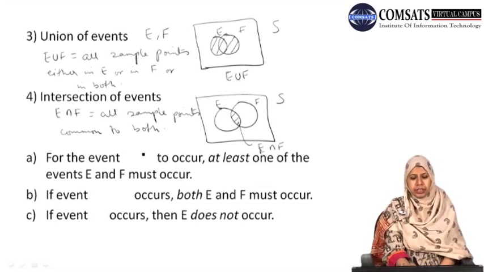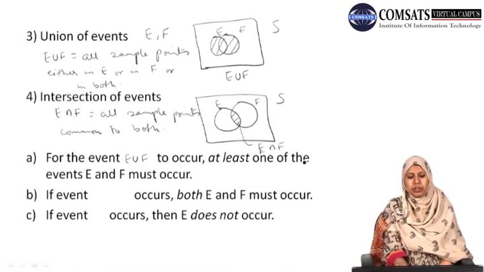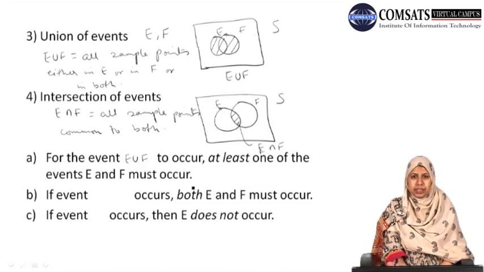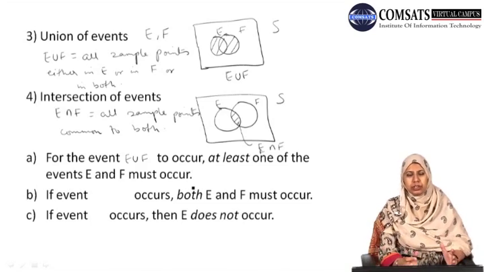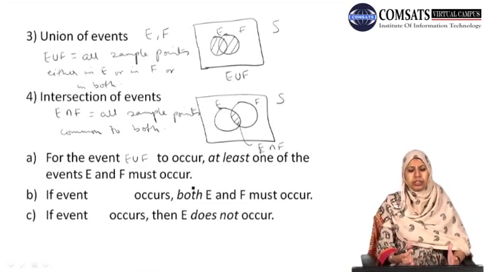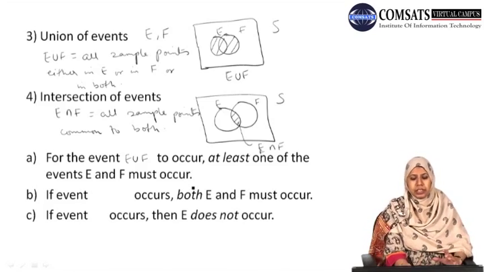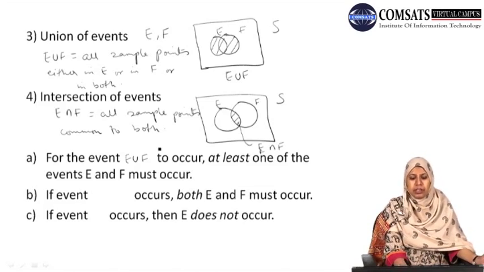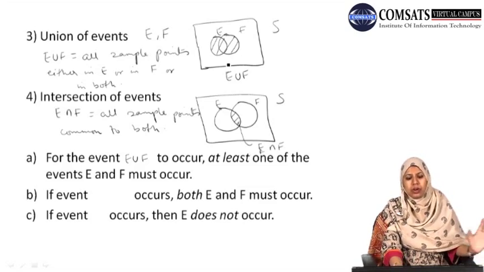Now for the event that is the union of two events E and F to occur, what is the condition? At least one of the events E and F must occur. If we are taking the union of two events E and F, then because E union F is again a subset of our sample space S, for this set to occur, at least one of the events E or F must occur. Otherwise we cannot obtain the union.